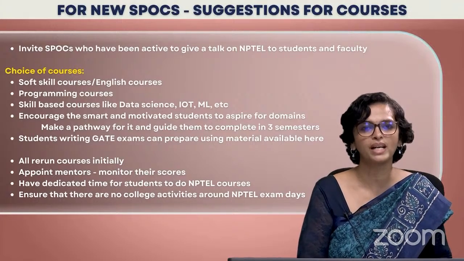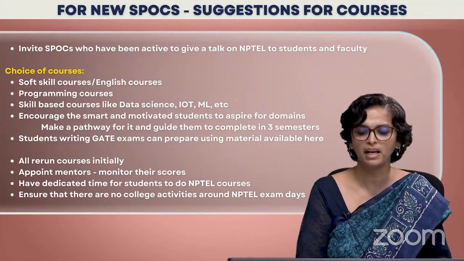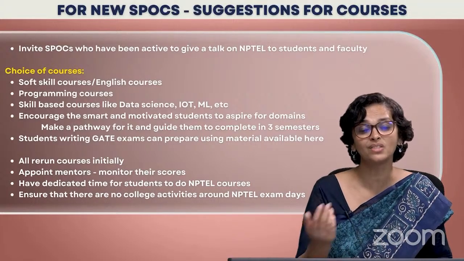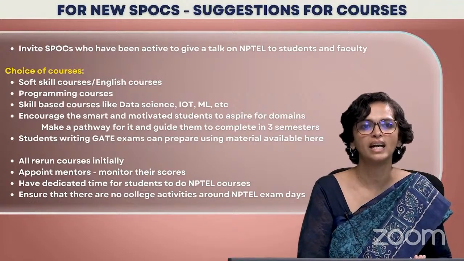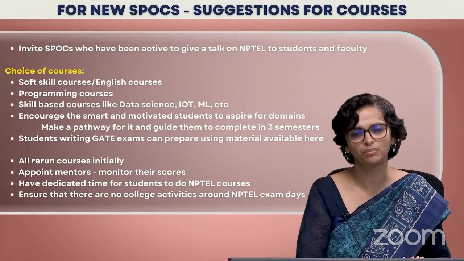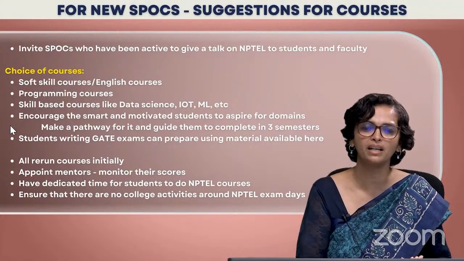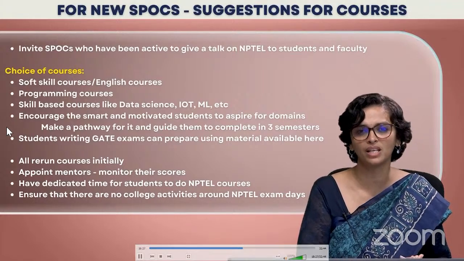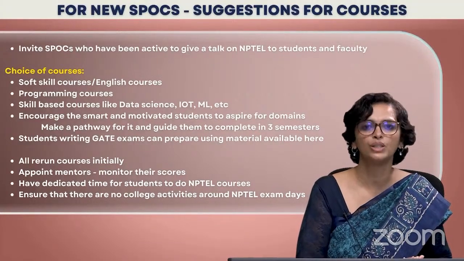The other courses we would recommend are skill based courses such as data science, IoT, ML, etc. that any stream, any discipline, any student can actually try and do. And then the motivated students, the interested learners, those who are aspiring to do higher education if they are in the UG program currently, you can put them on the pathway for domains.